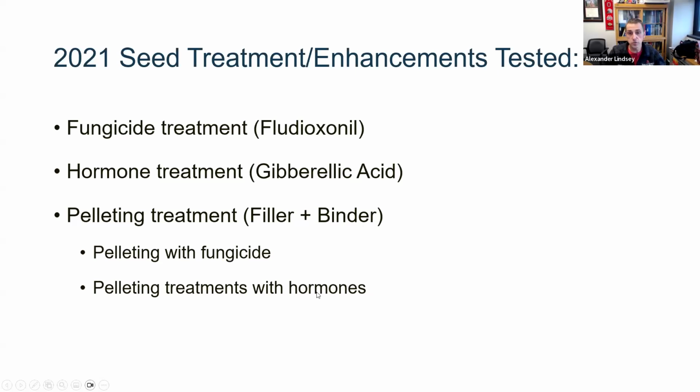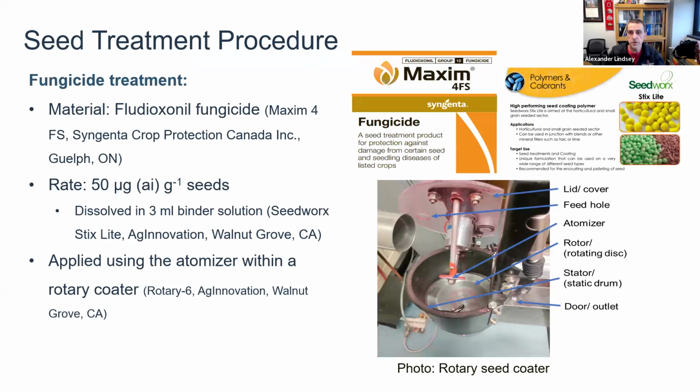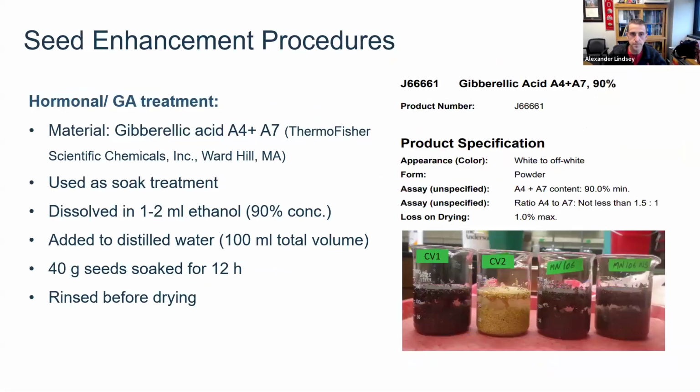The idea there was, could you treat the seeds with a little bit of hormone, but use less than you would if you were using a full-on soaking treatment? The fungicide we used was fludioxonil at a rate of 50 micrograms AI per gram of seeds, which is the use rate recommended for canola. We applied it again using our rotary coater, but instead of building a pellet using the drum, we applied the fungicide through the tube and used the atomizer to evenly distribute it on those seeds.